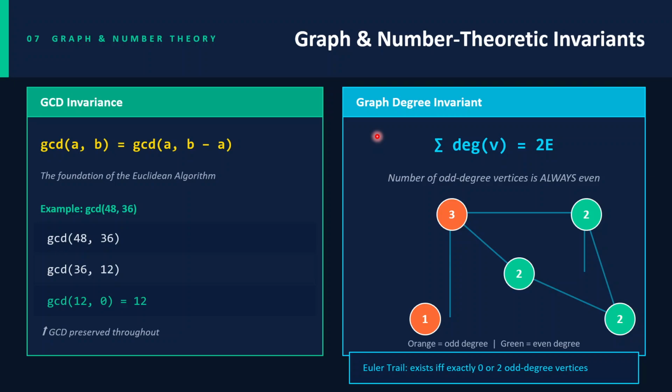We have the graph degree invariant. Now this is kind of simple. You just look at a summation rule.